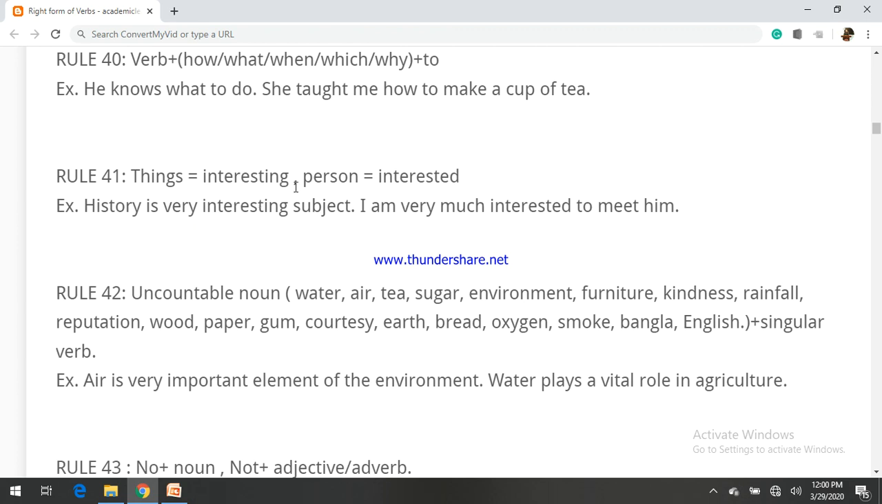Rule 41. Things, interesting; person, interested. With the word things, you have to use interesting, and with person you have to use interested. Let's see, history is a very interesting subject. You cannot say here history is a very interested subject, because history is not a person or human being. History is a thing or object. With an object or thing, the word interesting is used, and with a person, here, I am very much interested to meet him. I is the subject, a person or human being, that's why interested.